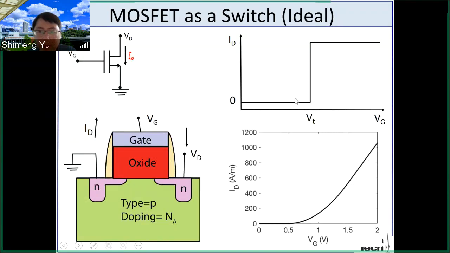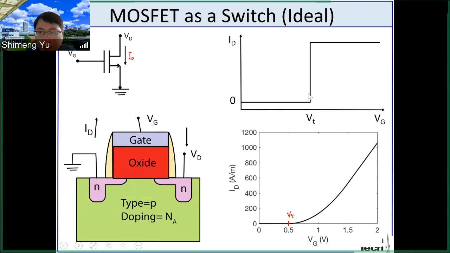But in reality, we have seen the ID-VG plot of the transistor. Unlike this abrupt, sharp transition at the threshold voltage, it's actually a gradual process, right? So here, this is the threshold voltage, for example, 0.5 volts in this case. And above the threshold, as you ramp up the gate voltage, the drain current will gradually increase following the equations we derived in the last lecture.